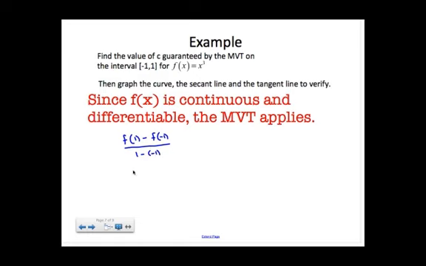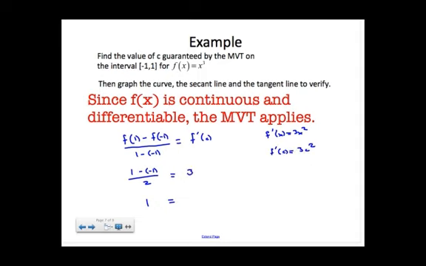Okay, what is f(1)? f(1) is 1. f(-1) is -1, and 1 minus -1 is 2. So we're going to get 2 over 2, or 1. Okay? The theorem says that this number is equal to f'(c), for some c that lives between -1 and 1. Okay, so what is f'(c)? Well, in this case, we have f'(x) equal to 3x squared. And so therefore, f'(c) would be 3c squared.